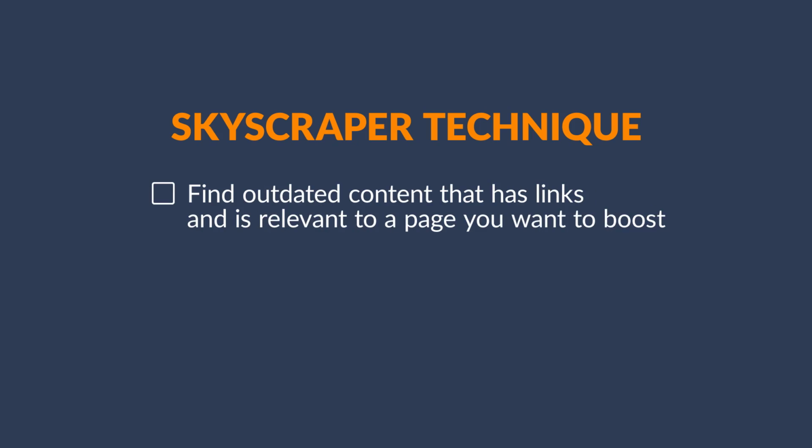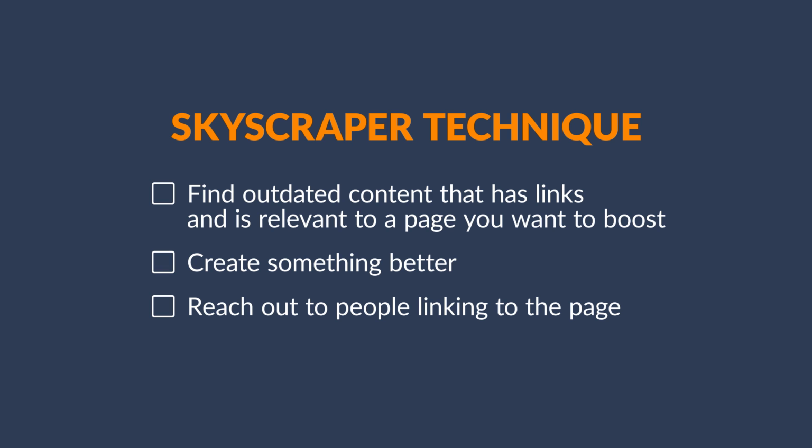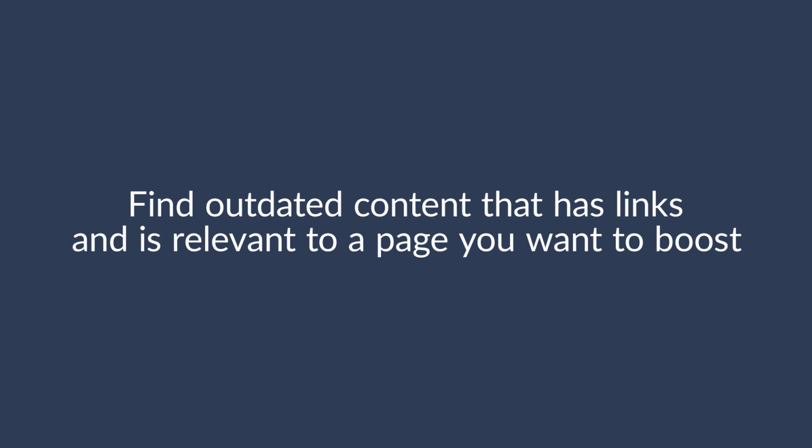You find an outdated piece of content that has links and is relevant to the page you want to boost. You create something that's better. Then you reach out to all of the people linking to the inferior page and ask them to link to you. So the first step is to find a relevant and outdated page that has links.